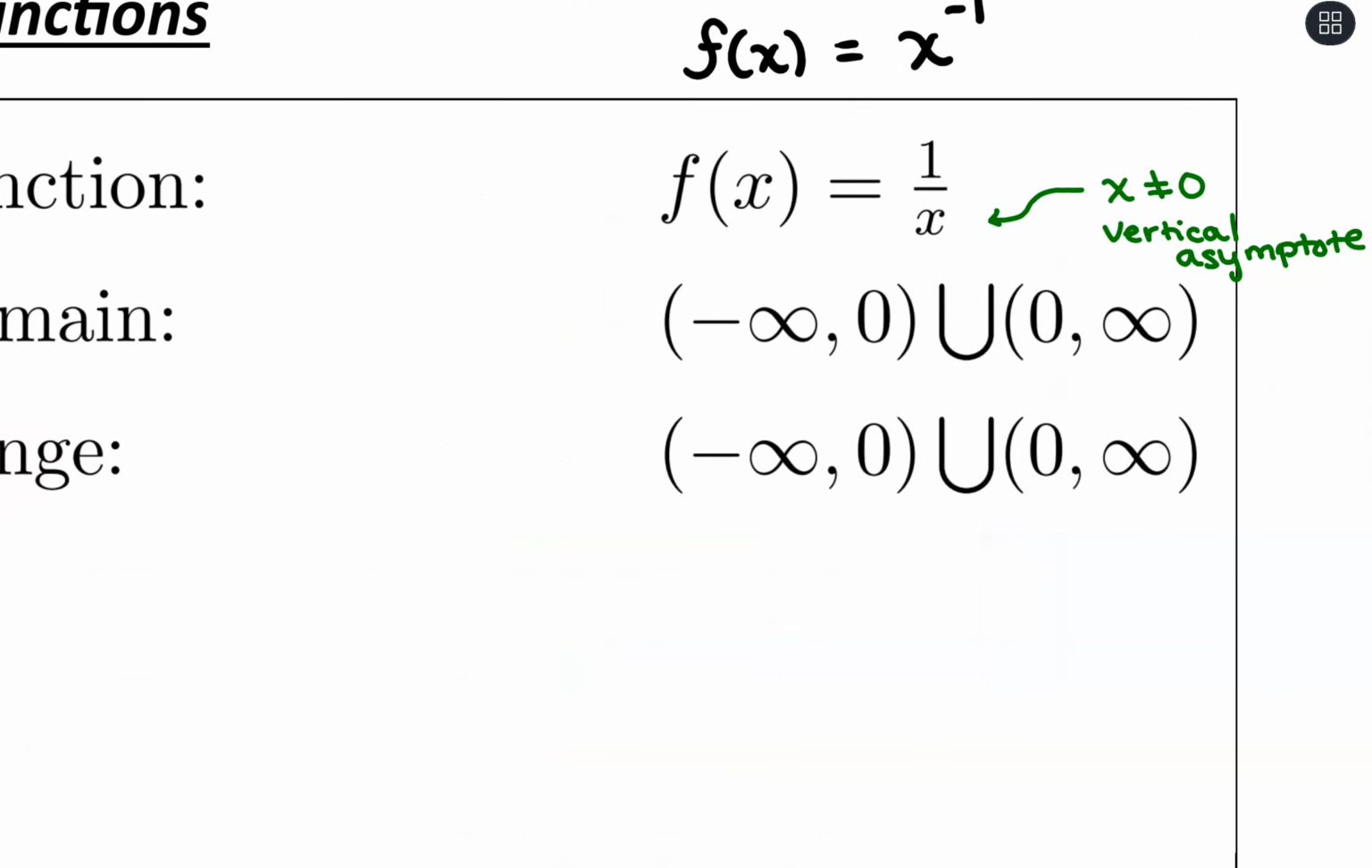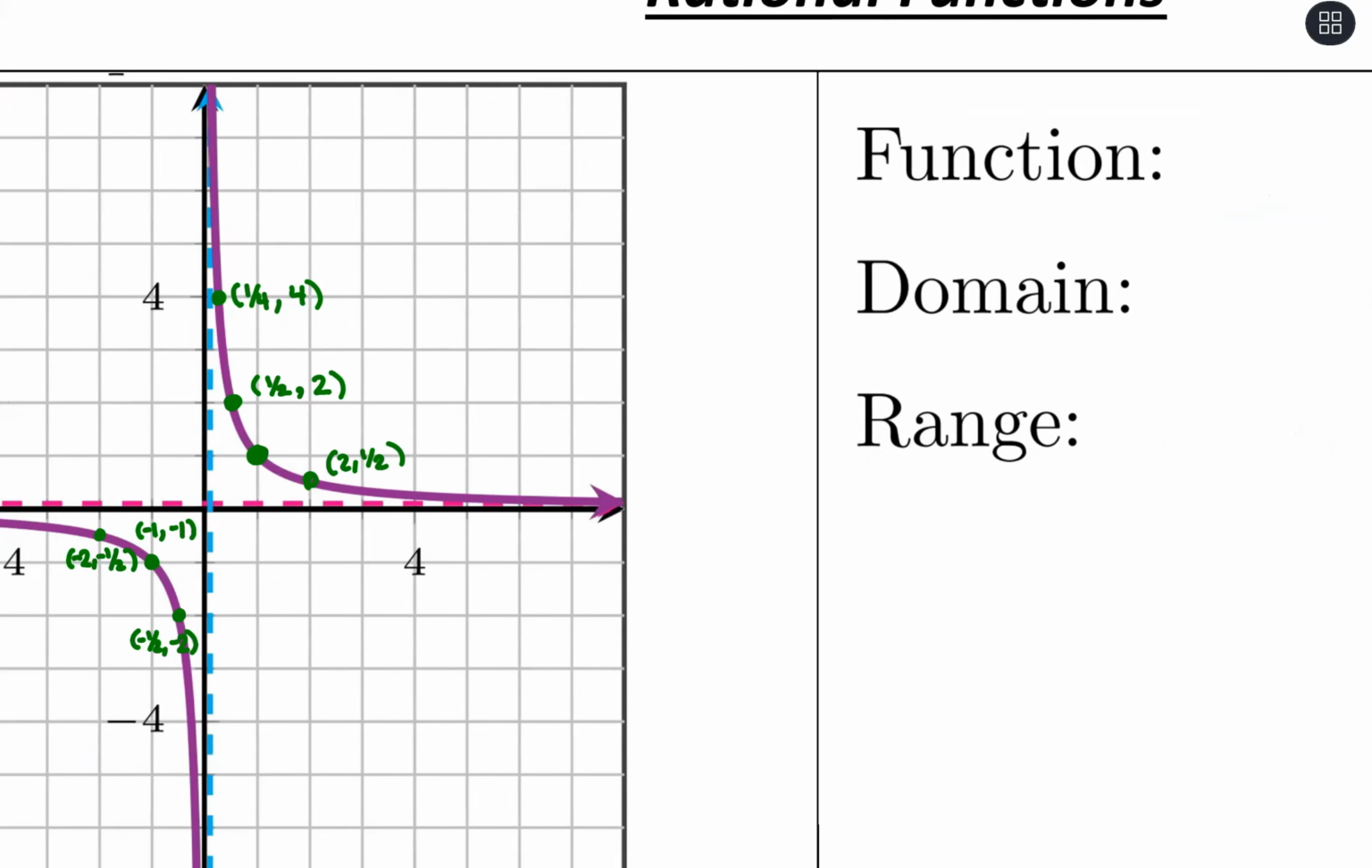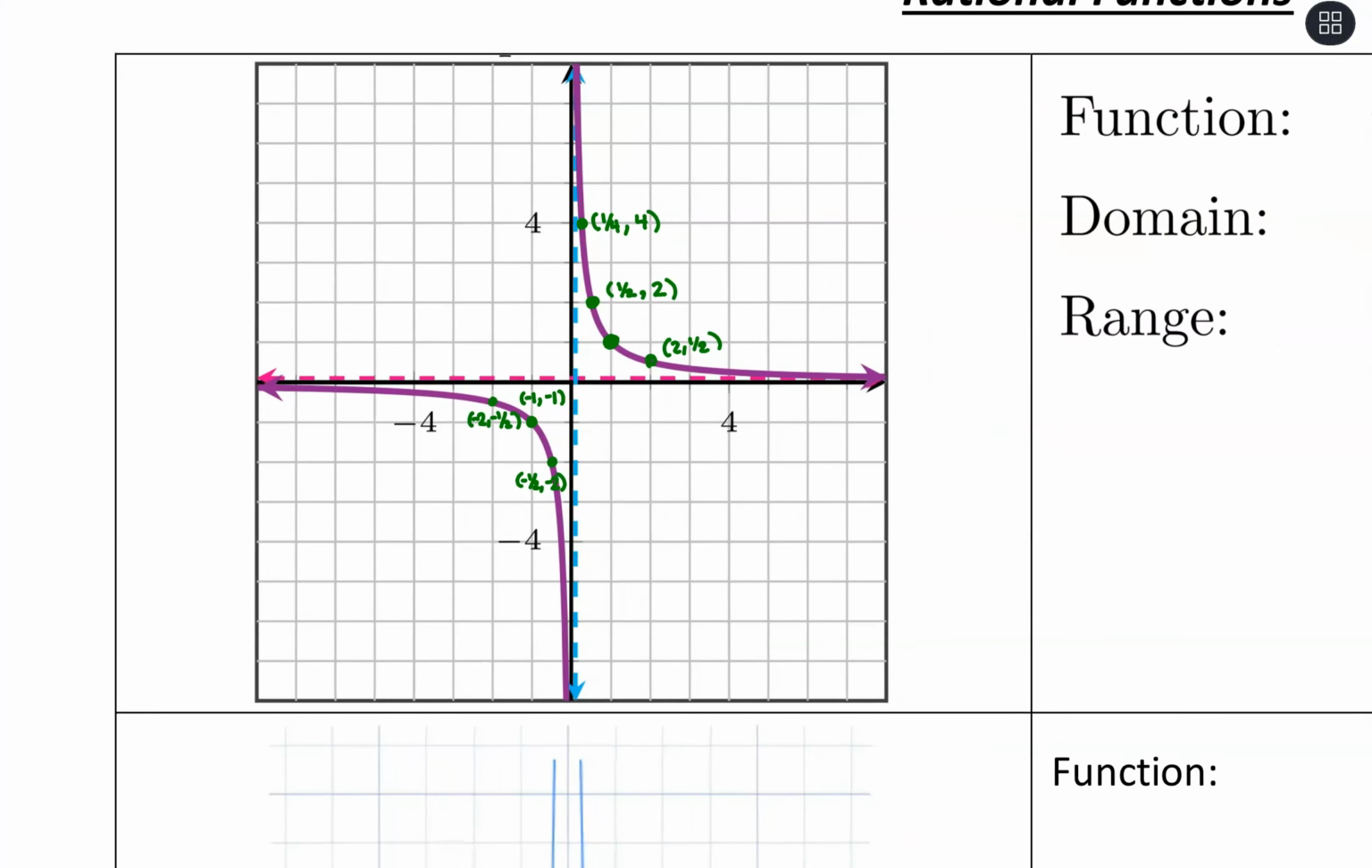Now for domain, we have to skip over that vertical asymptote. So for our notation, we say we go from negative infinity to 0, but don't include 0, skip over it, and then start at 0, but not including 0, and go up to positive infinity. Then range takes into account that horizontal asymptote in this case, which again we'll talk about more later on, but same idea of skipping over 0 because we don't have any outputs of y equals 0.